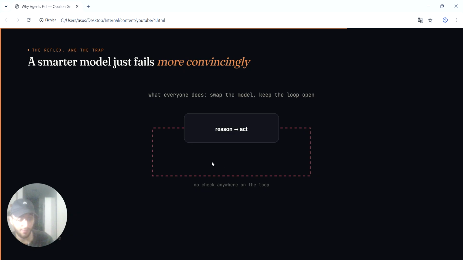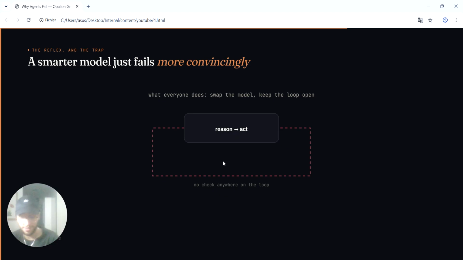Here's what everyone does. They swap the model out and keep the loop running: reason, act, reason, act, on and on. And nothing anywhere in that loop ever gets checked, so we don't even know if the last step was actually right or not. It just trusts itself and keeps going until it fails super badly.